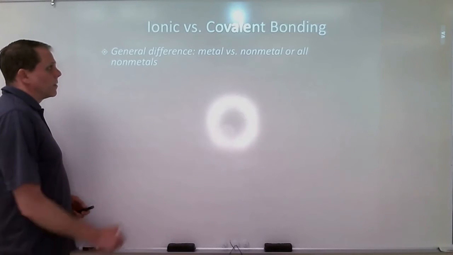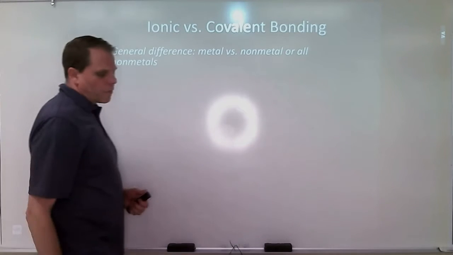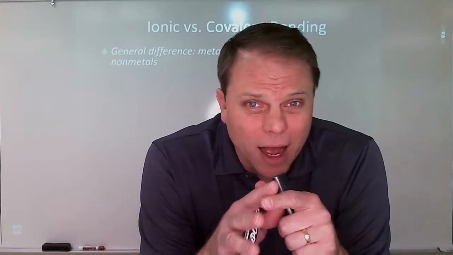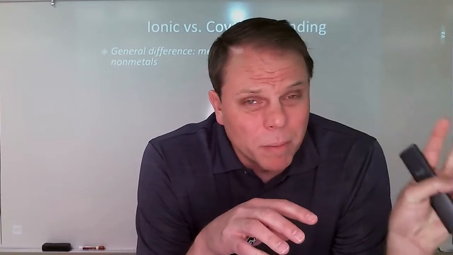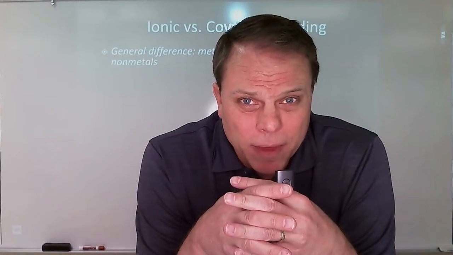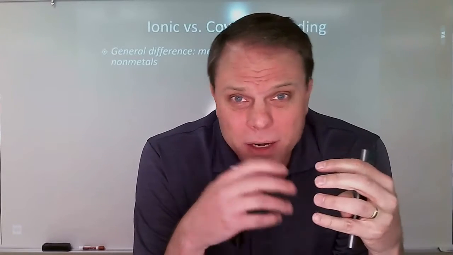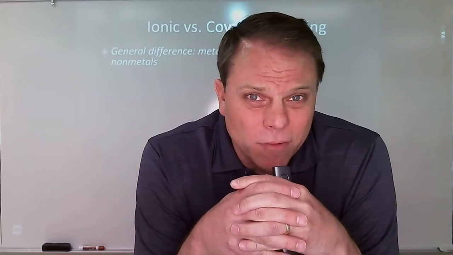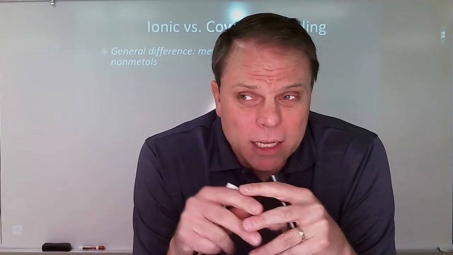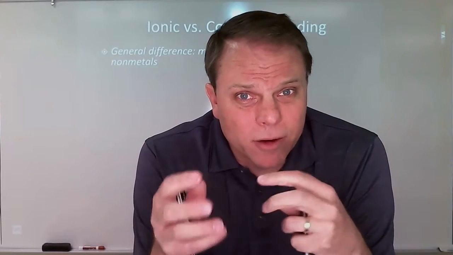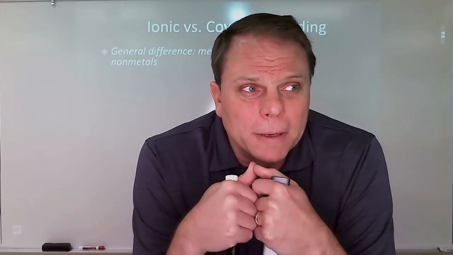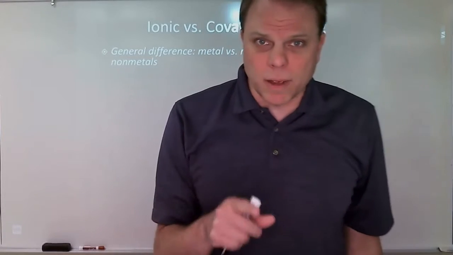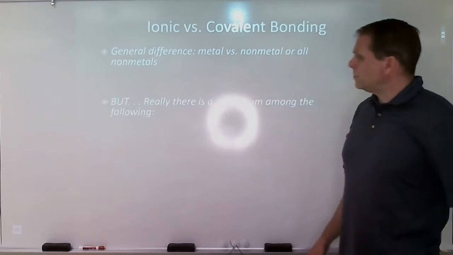All right, so ionic versus covalent bonding. If we wanted a quick and dirty way to say what is an ionic compound, we would say, if it's a metal and a non-metal together, it's ionic. And if it's a non-metal with another non-metal, then it's covalent. That works a lot of the time, but it doesn't work all the time. So we're going to show you today another way that is more accurate. But quick and dirty: metal and non-metal is an ionic compound, and two non-metals is a covalent compound.